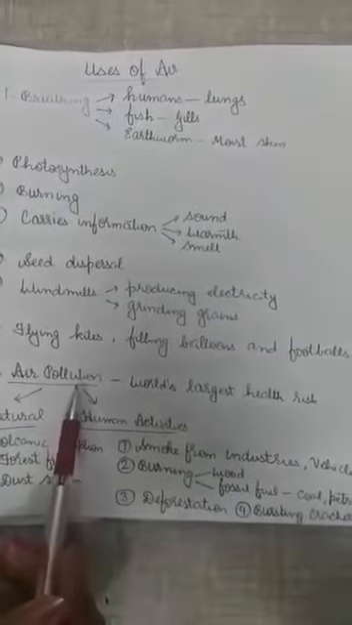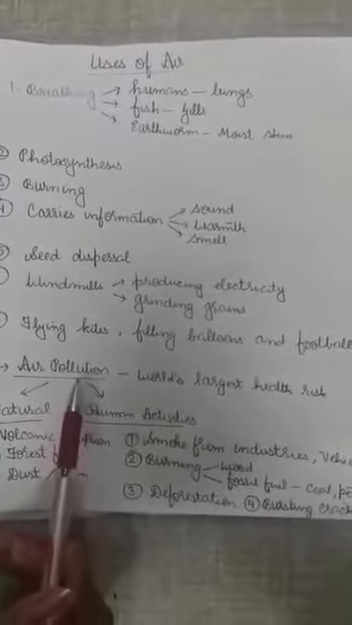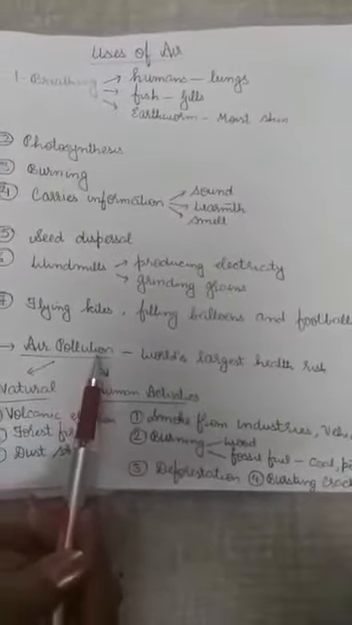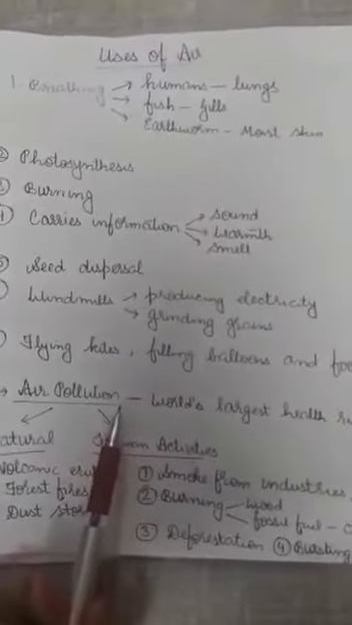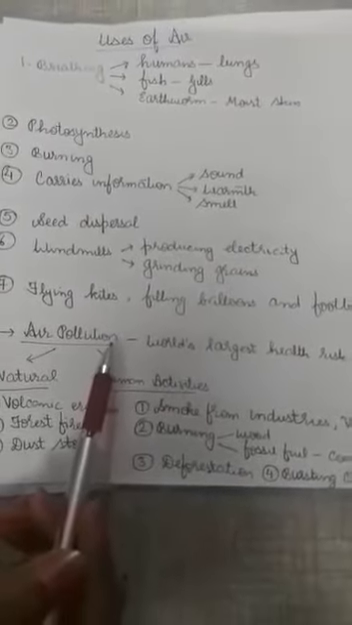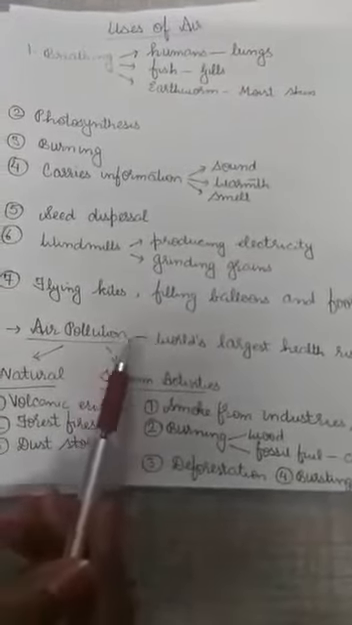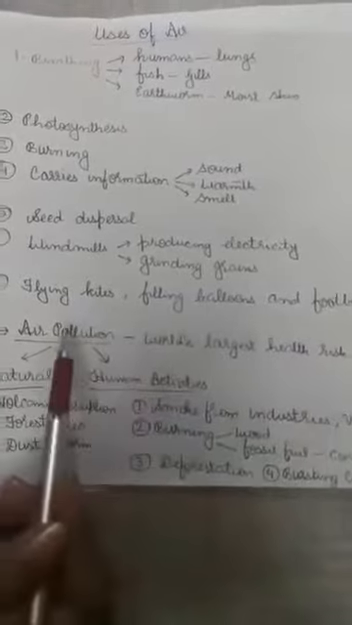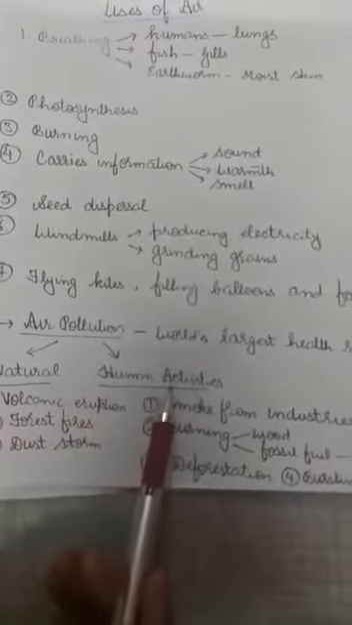Now, the next topic that I am discussing is air pollution. First of all, we need to know what is pollution. The dirtying or the spoiling of the air by human activities is called pollution. And the substances which make the air dirty are called pollutants. For example, if I am mixing smoke in the air, then the air becomes dirty. So, smoke is the pollutant. The world's largest health risk is air pollution. Air pollution can be caused by natural sources or by human activities.